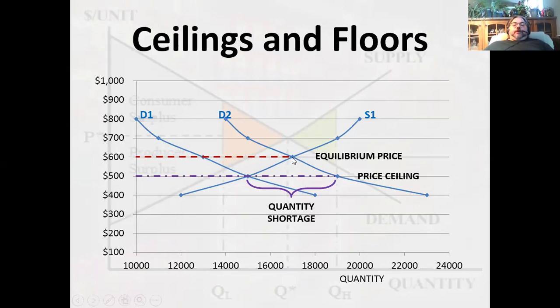So had the city allowed the rent to go up to 600, 17,000 people would have been willing to rent in that neighborhood at $600. 17,000 landlords would have been willing to create new units at $600, but the city slapped a $500 price tag on it. So the supply remains the same at $500, 15,000 units. But I got 19,000 people that want it at $500. Boom, quantity shortage. 4,000 people that want to live in that neighborhood at $500 a month don't get to, which means now they got to go look for $500 a month housing someplace else.